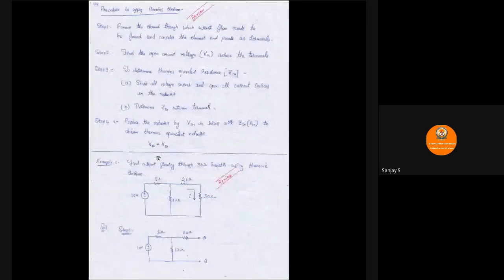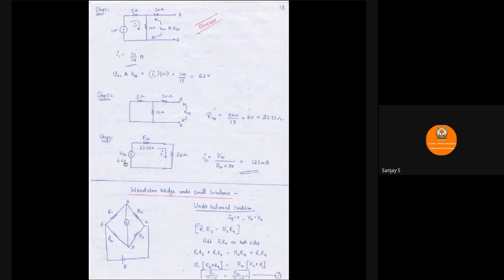You can see here 10 volts, 5 ohms, 20 ohms and 10 ohms. This part of the circuit is now replaced by 6.6 volts in series with 23.33 ohms resistance. Now in the last step, I am bringing in this 30 ohms which I had removed in step 1. Now it will be easy for me to calculate the current flowing through the loop. So current flowing through the loop will be VTH divided by RTH plus 30. That will give me 123 milliamperes, 0.123 amperes. So current I is nothing but VTH divided by the sum of these two resistances, which will give me 123 milliamperes.